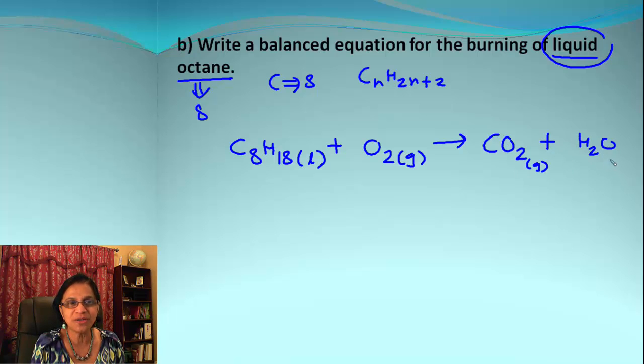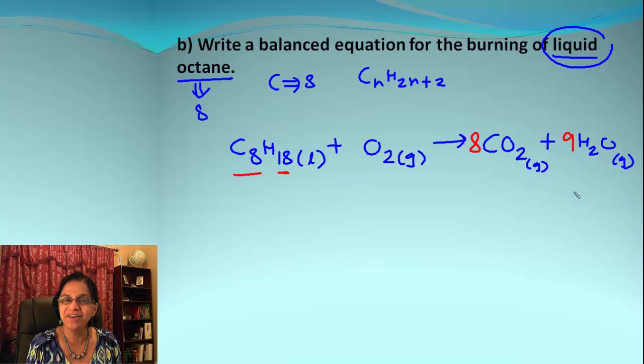So we got all the reactants and products ready. And now the next thing is balancing the reaction. So let's figure out how many carbon atoms we have. We have 8 carbon atoms on the reactant side. Let's balance that. So it becomes 8 CO2. Let's balance hydrogen. With 18, we should have 9 as the coefficient for H2O.